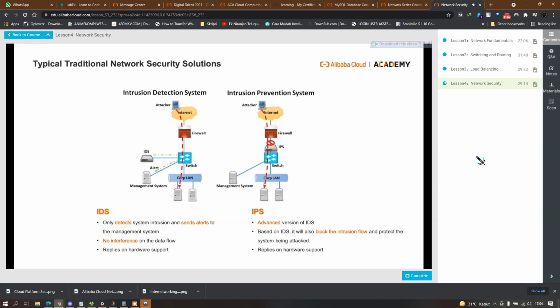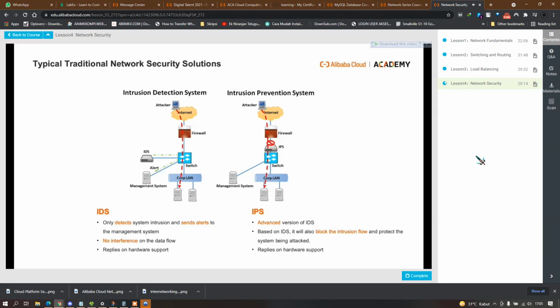But IPS is an advanced version of IDS. The IPS will block the intrusion flow and protect the system from being attacked. So this is the difference between IDS and IPS. IDS is just for detection and alarming. But for IPS, after it has detected the intrusion attack, it will block the intrusion flow and protect the system. So that's the difference between IDS and IPS.